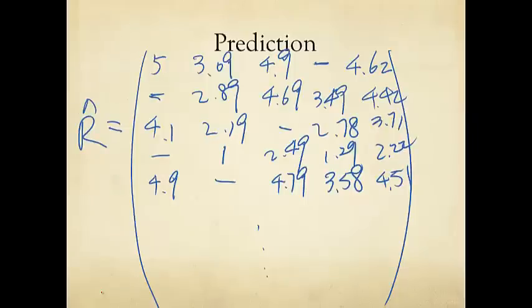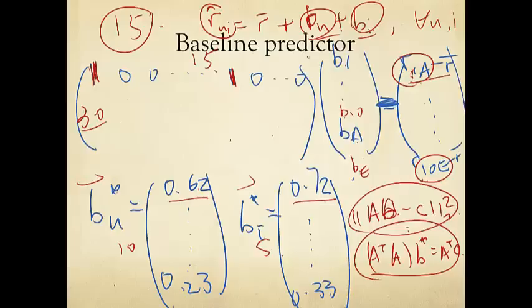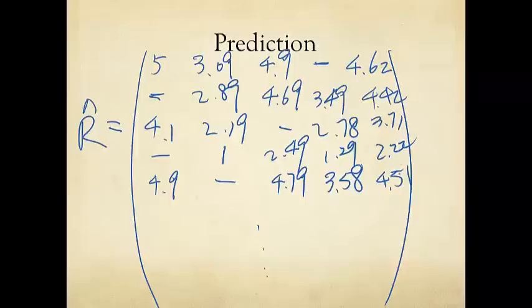Step number 2 is the prediction on the baseline. So the baseline predictor, using the optimized b_u, b_i, and the average R bar, will give you this prediction. We call this R hat. If you look at this R hat, and remember, some of these are training data, some are test data. So these, for example, are the test data.